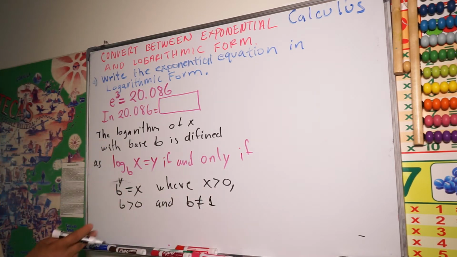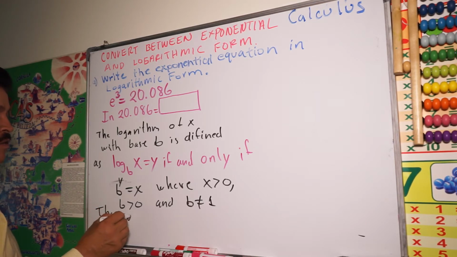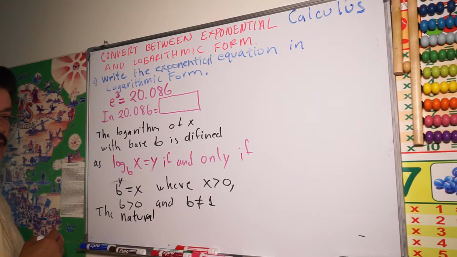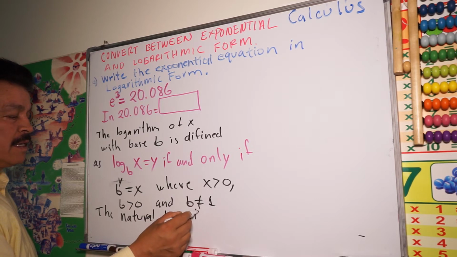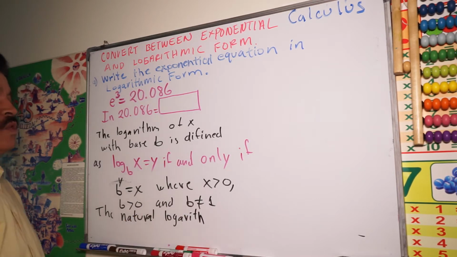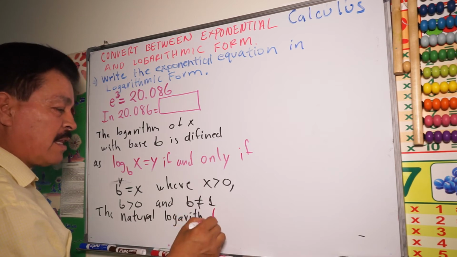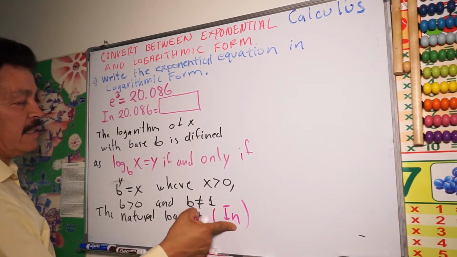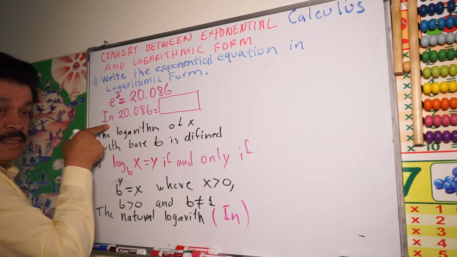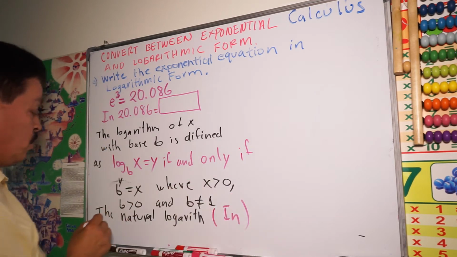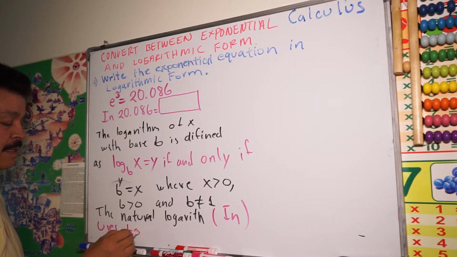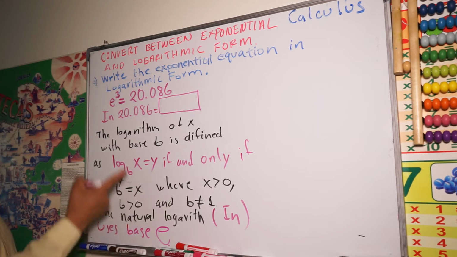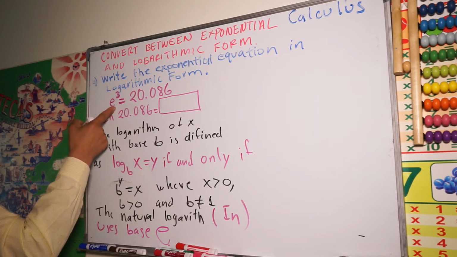Then the natural logarithm, we write like this, ln. Look at this, ln is this. That's what I mean by this, all right? It uses the base e, okay, base e.